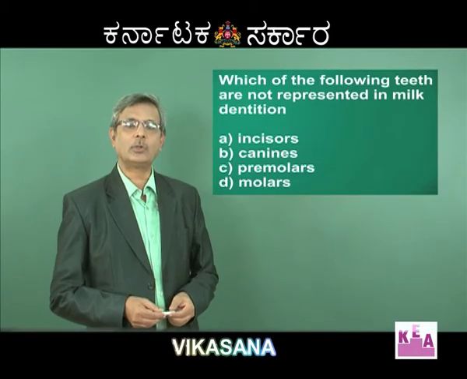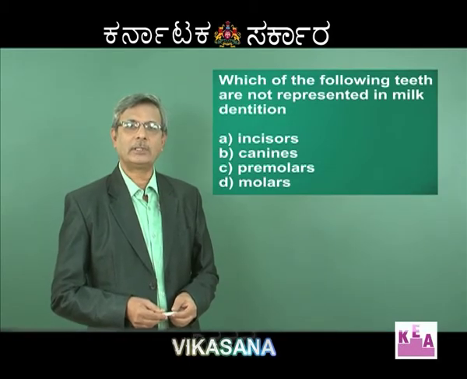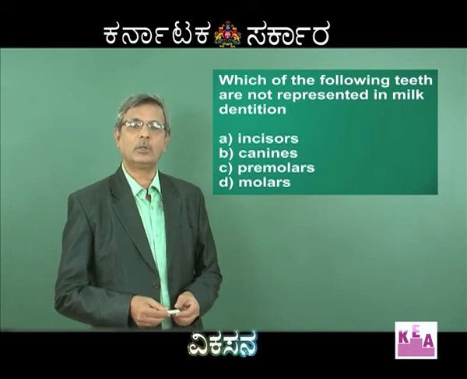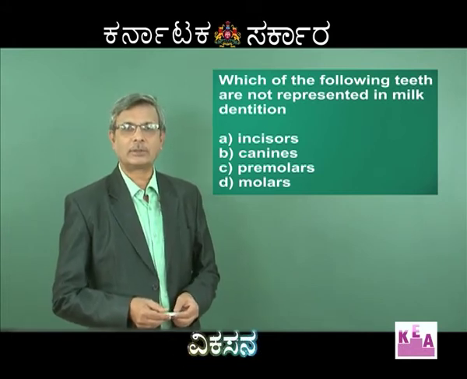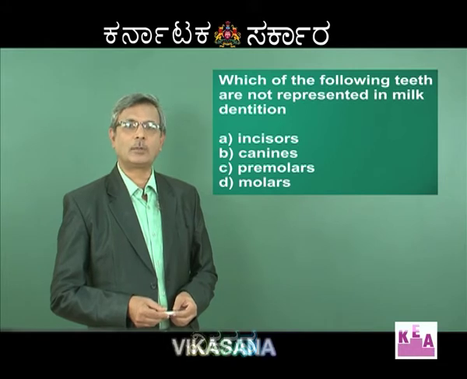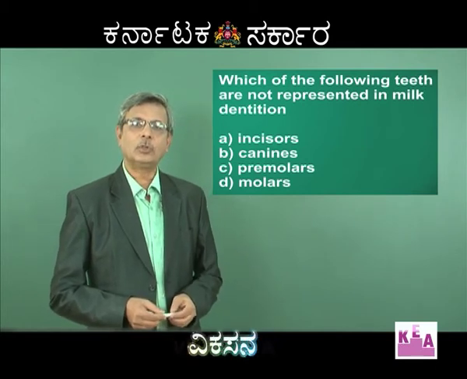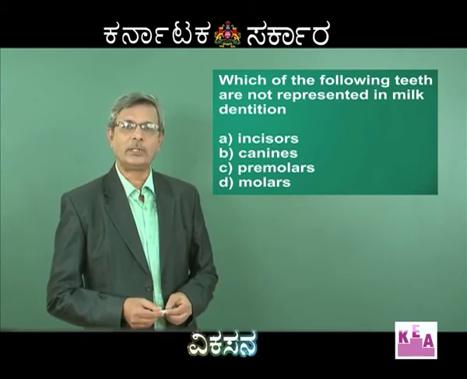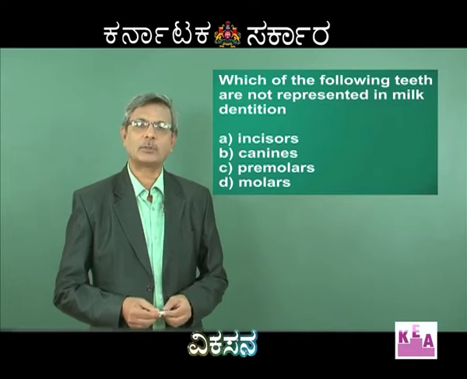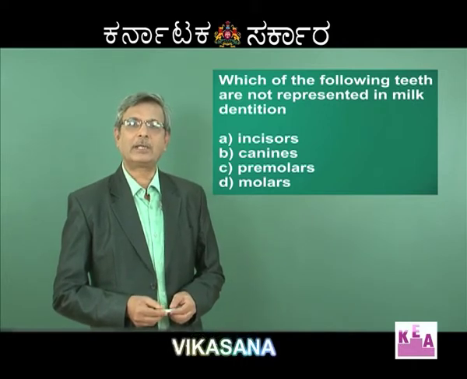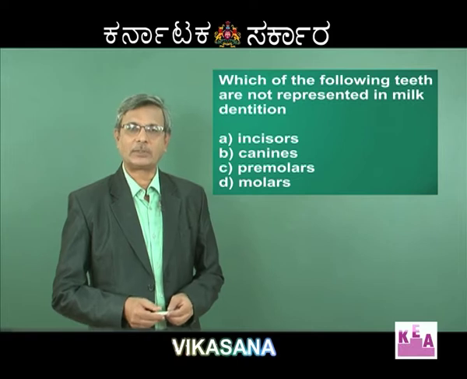Dear friends, you know, the set of teeth present in the mouth of an individual constitutes dentition. When we talk about dentition, we use the word diphyodont. Diphyodont refers to the presence of 2 sets of teeth in the lifetime of an individual. They are namely milk teeth and permanent teeth.